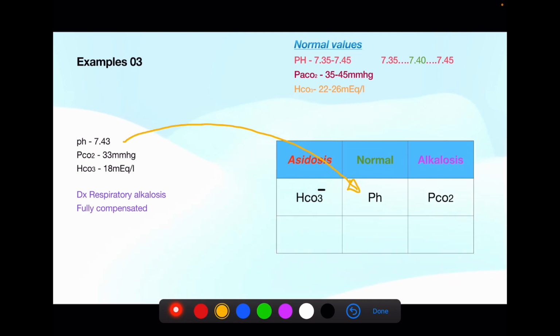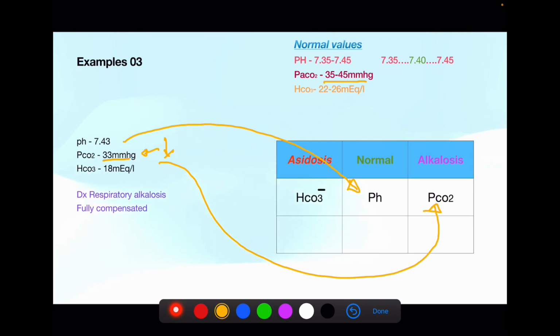Now what about your PCO2 here? PCO2 is 33. You know the normal value of PCO2 is 35 to 45, so it is less than its normal value. When your carbon dioxide is lower than its lower limit, does it cause acidemia or alkalemia? Less carbon dioxide causes alkalemia. That's why your PCO2 belongs to the alkalosis column.